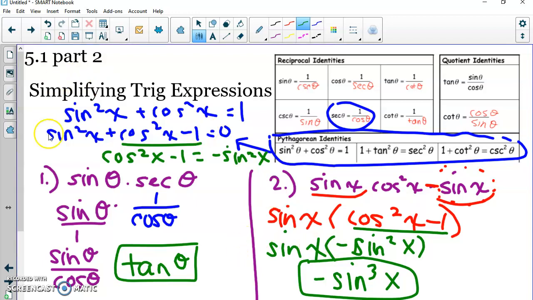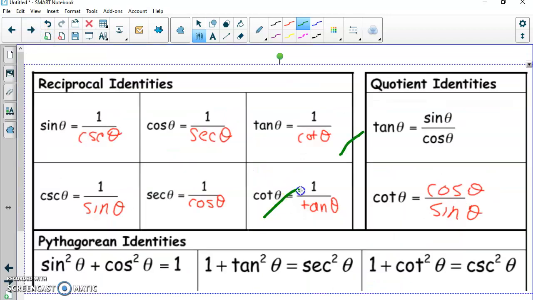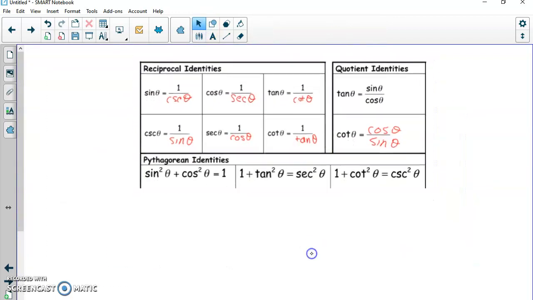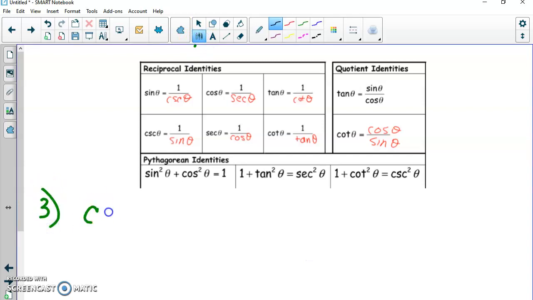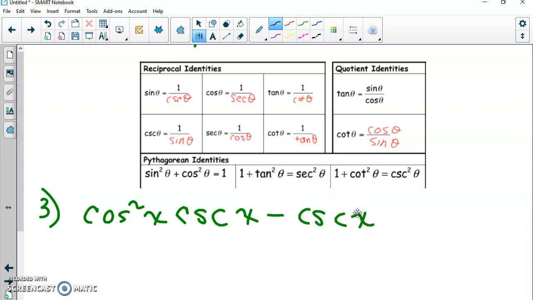Likewise, last example. I'd like you to try this one on your own, number 3. Cosine squared x cosecant x minus cosecant x. If you need to rewind and look and see how we did number 2, do that. And come back and try solving this one.